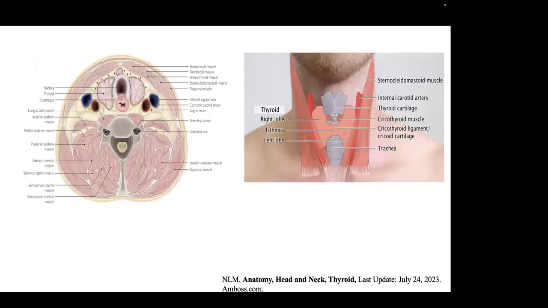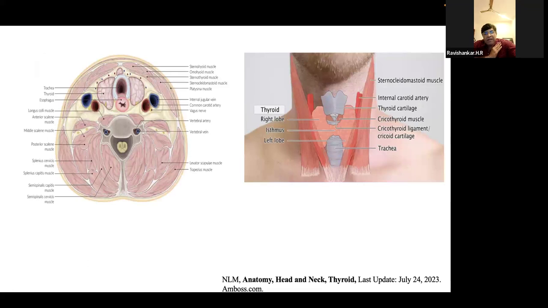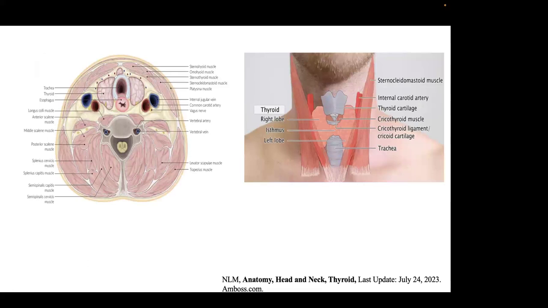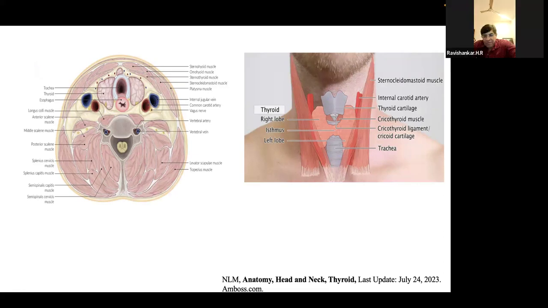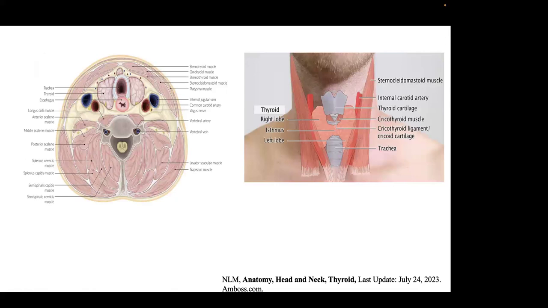What forms the Berry ligament, ma'am? I didn't get that. So it's the condensation of the false capsule, the condensation of the pretracheal fascia, which is extending behind and forming the Berry's ligament, sir.